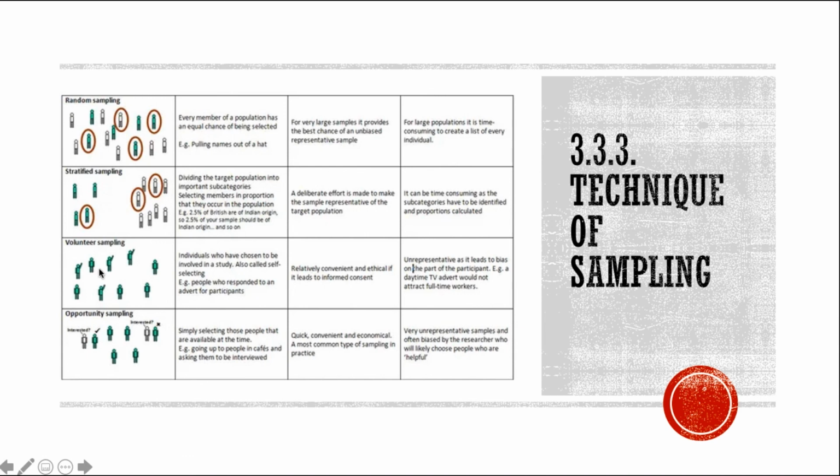And we have volunteer sampling, when individuals have chosen to be involved in the study, also called self-selecting. For example, people who responded to an advert for participants. For example, you put an online survey on Facebook. You are not selecting them, but they themselves volunteer. They see the link to the questionnaire and they participate. Then you have opportunity sampling, which means simply selecting only those people that are available at that time. For example, you go to a cafeteria or a shopping mall and interview people who are available there.